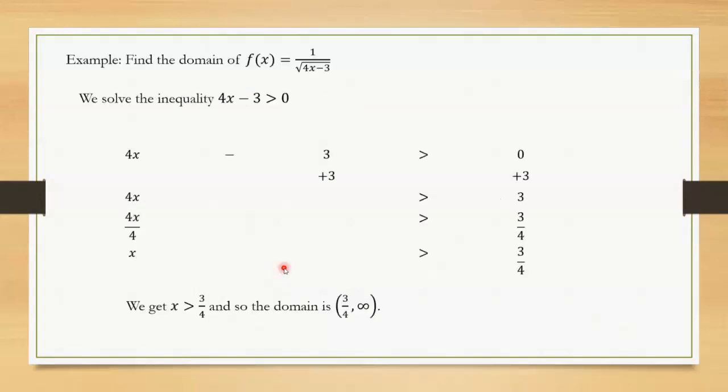All right. So here's another example. Again, it's just like before. We have the square root of something, 4x minus 3. So we want to know when 4x minus 3 is positive. And that's what I'm doing here. So we have 4x minus 3 greater than 0. I'm just solving that inequality. It's really just like before.